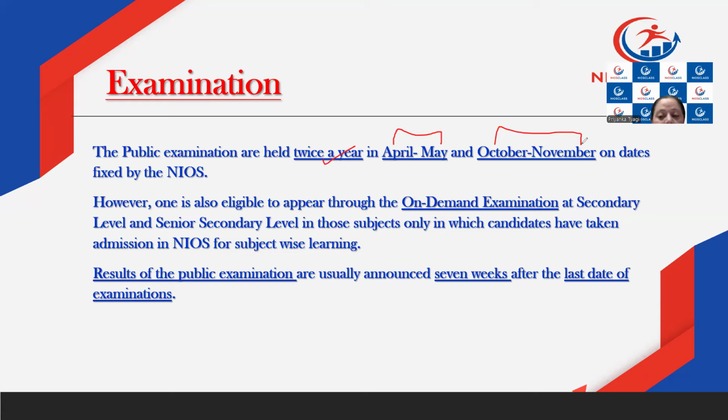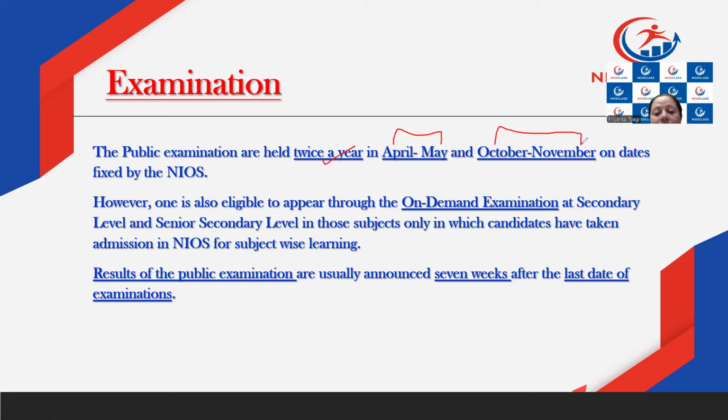One is for the practical examination and the second is for the theory examination, for both the April-May and October-November sessions. Along with this, students have the opportunity to give the exam on demand basis, when they are comfortable and have prepared their subject very well.